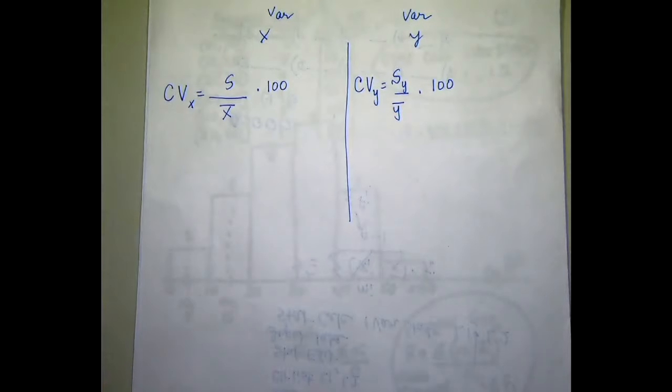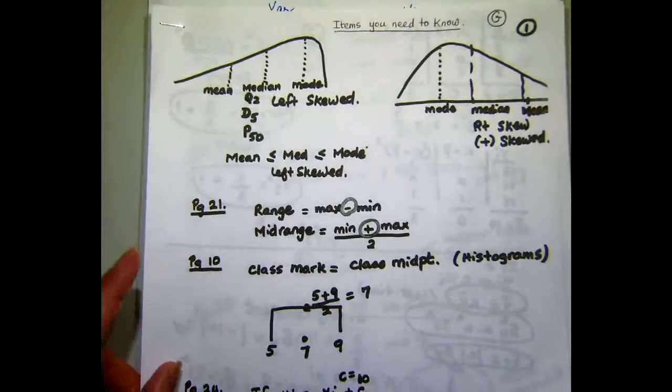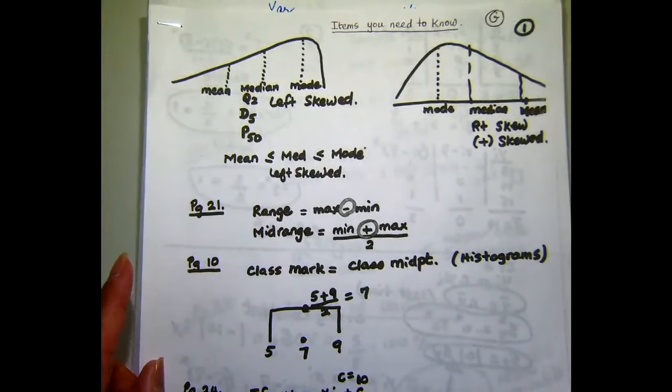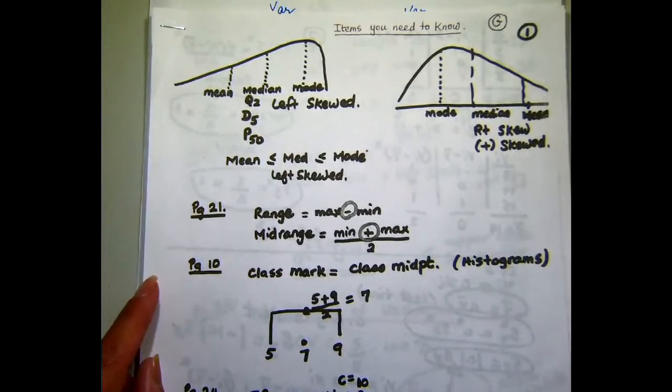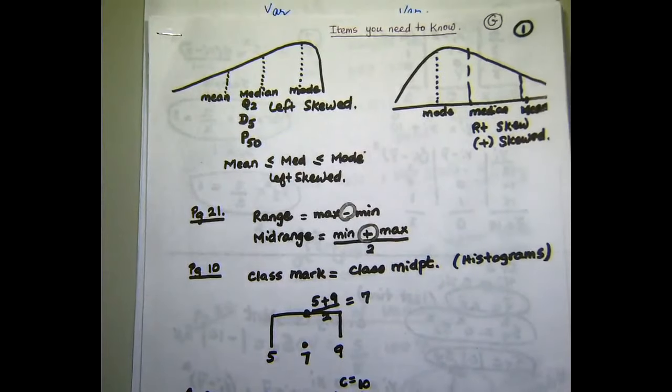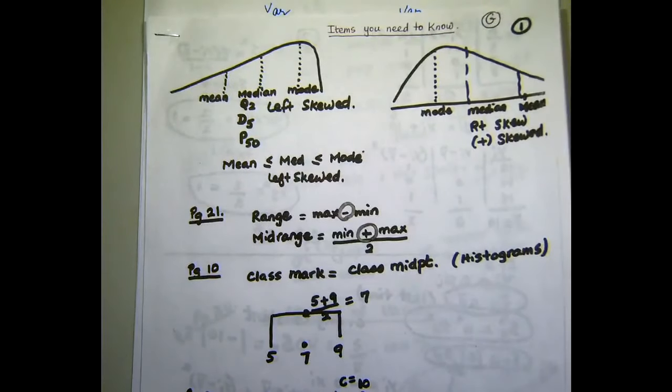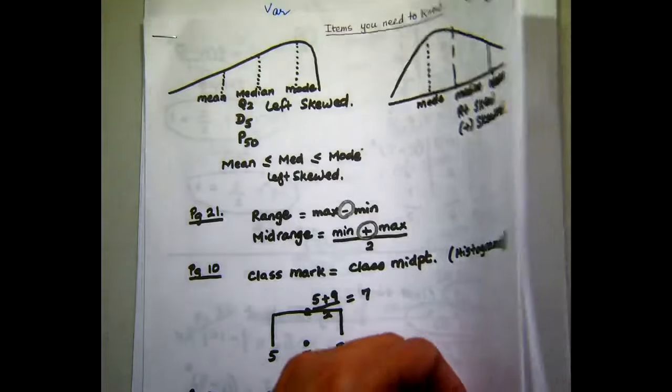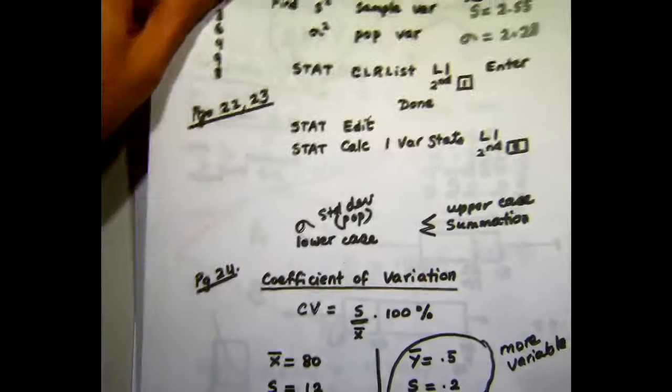Let me give you an example. This example comes from the packet that begins with page 1. I believe it's the very last item on your blackboard. It says items you need to know for exam 1. It's the very last set of class notes. Yeah, it's on page 3, and in the typed notes, it's on page 24.